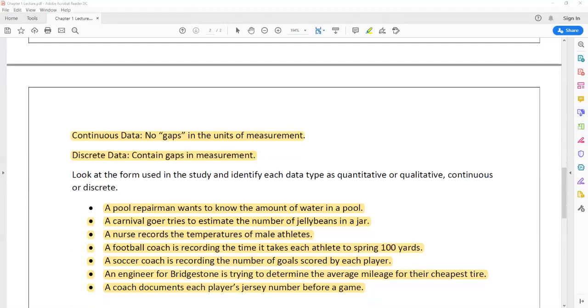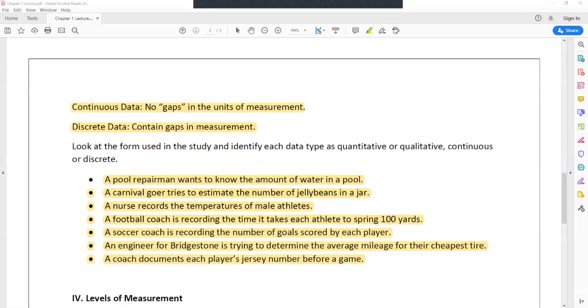So volume of water, temperature, height, weight, all of those types of things are continuous. Discrete data has gaps. For example, if you're counting the number of people at Bonnaroo, those are distinguished among themselves, right? There are gaps there. You can actually, you know where one person ends and another person begins. You can actually count them.